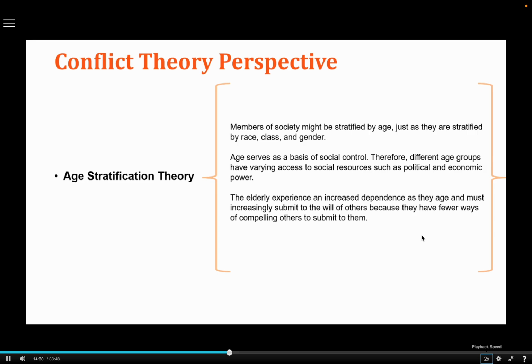Age stratification theory, under the conflict theoretical perspective, pays attention to discrimination and social injustice on the basis of age. Just like gender, race and class, age becomes a factor based on which individuals receive unequal access to opportunities, and that unjust discrimination is discussed within stratification theory. They talk about how age becomes a basis of social control within the different age groups, and how that alters access to social resources as well as economic power. They talk about privilege, and how as individuals age and become more senior, they become subject to this sort of discrimination and unequal treatment, which is not right.